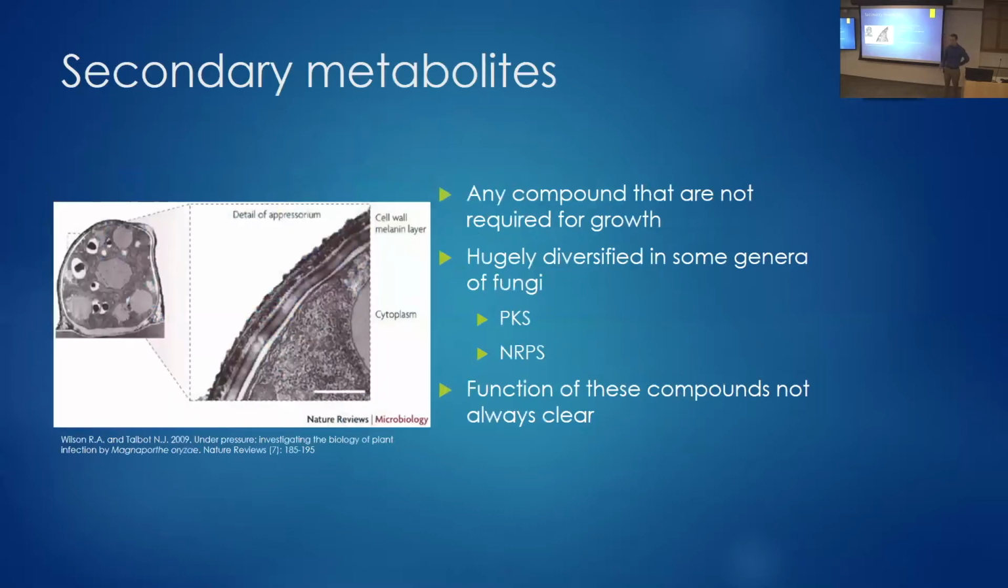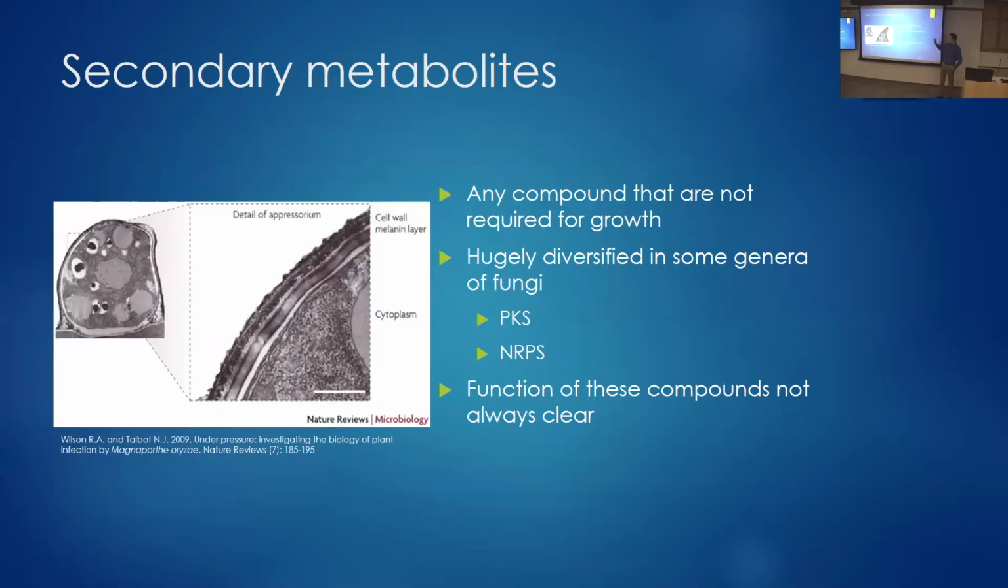So secondary metabolites are generally defined as just any compound that's not required for growth. And interestingly, in fungi, they've been hugely diversified. And this is partially due to the diversification of polyketide synthetases and non-ribosomal peptide synthetases, amongst other things.